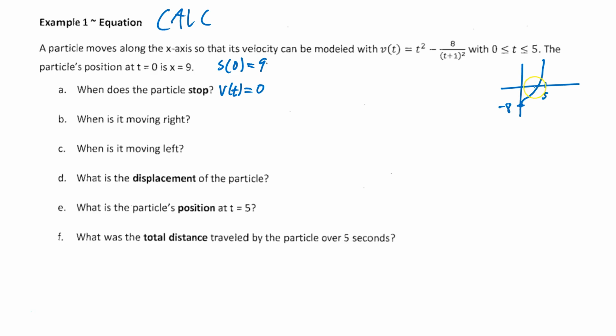The particle will stop when the velocity is 0. So that's that point right there. I have to figure out what that t value is. If you have a calculator, you can graph it and use menu, analyze function, find the 0. The other option is you can use the solve function.